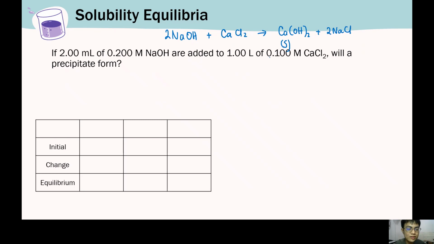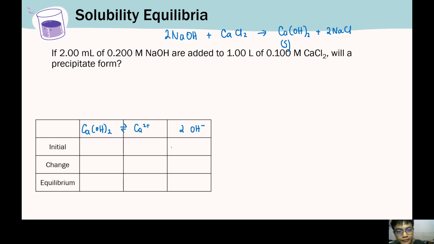Okay. So now, ano gagawin natin? So, what we're going to do is this one. Okay? So, you know that your calcium hydroxide will be the precipitate. So, siya yung lalagay mo dito. So, what will it produce? It will produce calcium 2 plus and 2 OH anions. Okay?